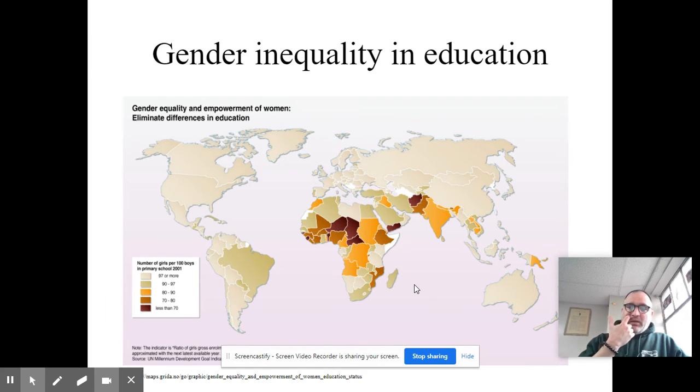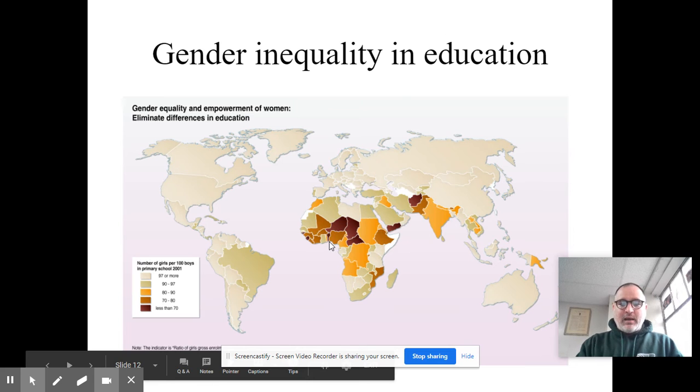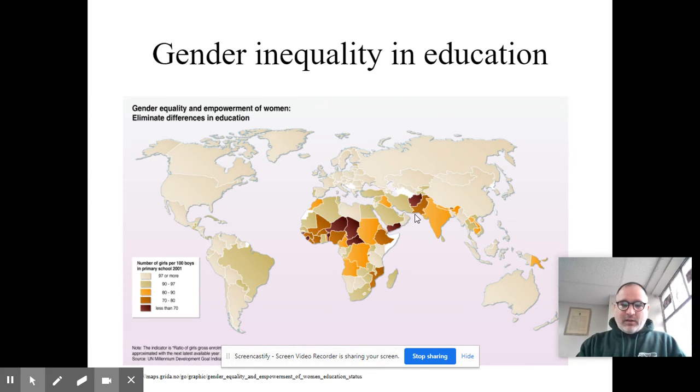This is, again, a global map of gender inequality in education. And again, I say this, it illustrates so perfectly the idea of colonization, the impacts of colonization. Sub-Saharan Africa, colonized by European countries. Southern Asia, colonized by Western European countries. And you can see they're trying to catch up on this issue of gender inequality.